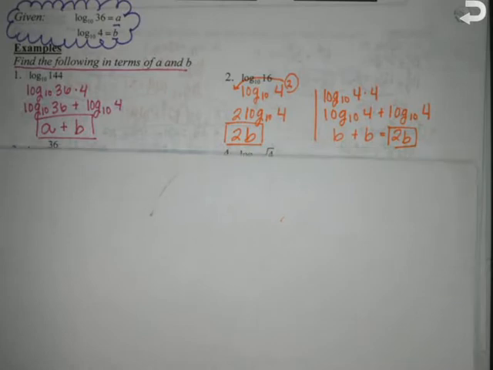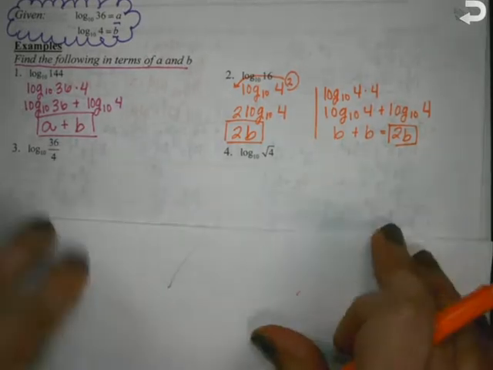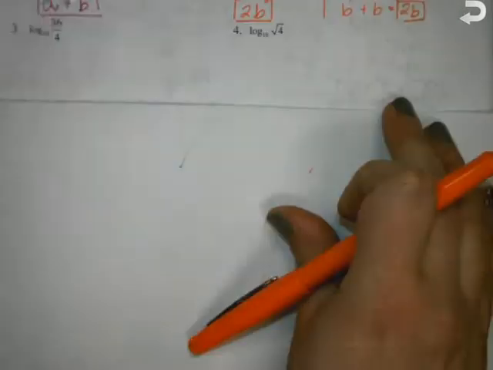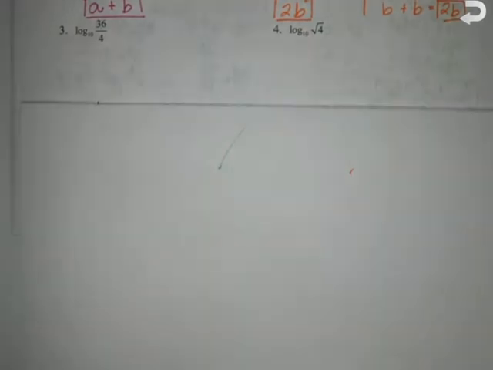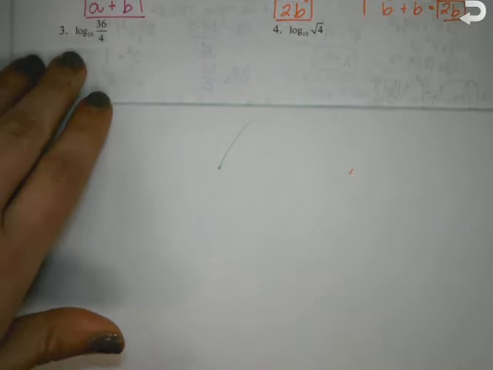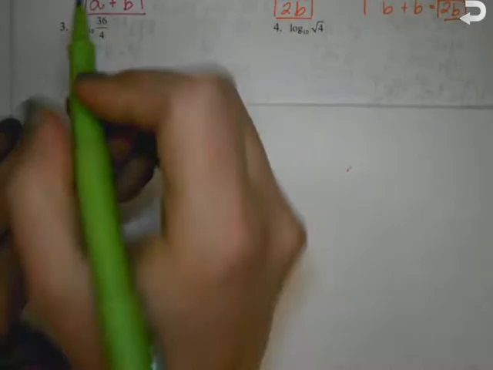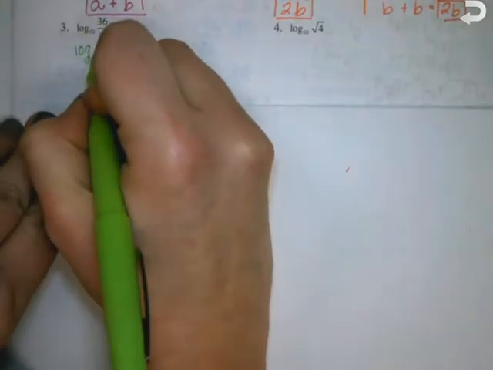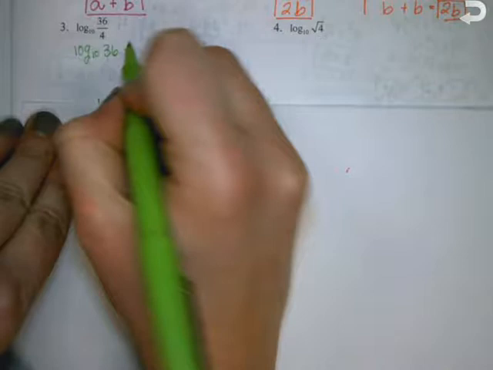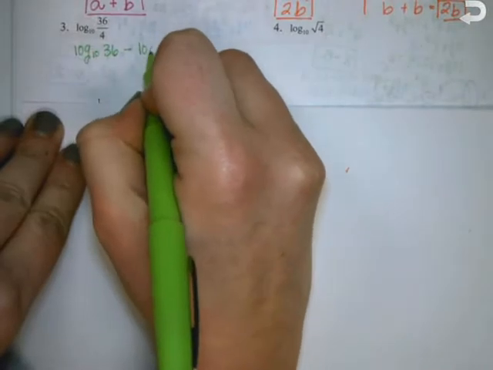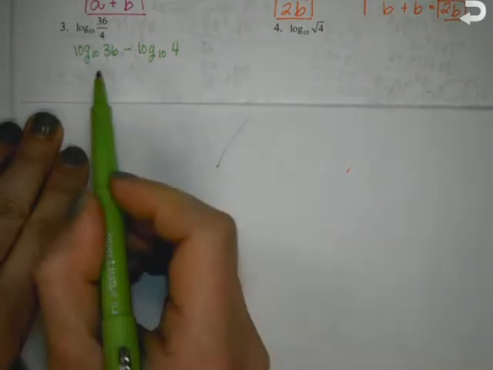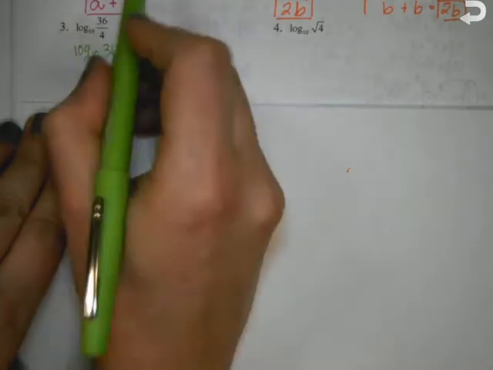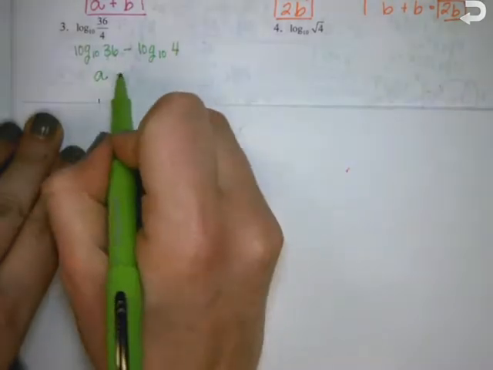Okay, number 3. Log base 10 of 36 divided by 4. This one's already basically done for us, but what rule is it? It's quotient. So this is log base 10 of 36 minus log base 10 of 4. Log base 10 of 36 is, they told us it was equal to A, minus B. So that's my answer, A minus B.